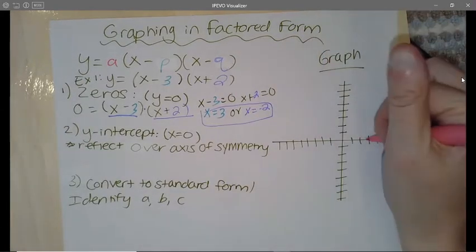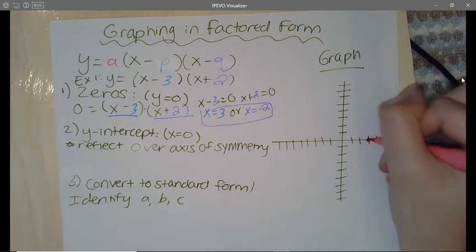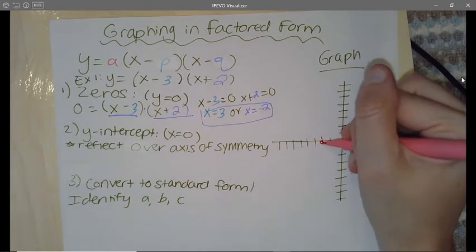I'm going to go ahead and plot those on our nifty graph. So we have a 0 at 3. These go on the x-axis. So I have one at 3, and then I have one at negative 2.